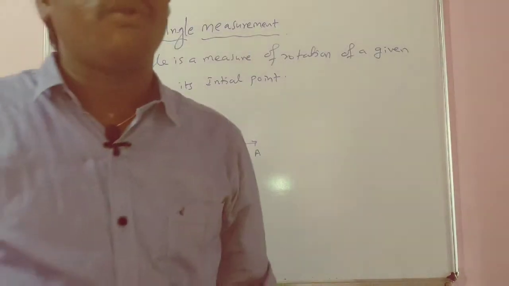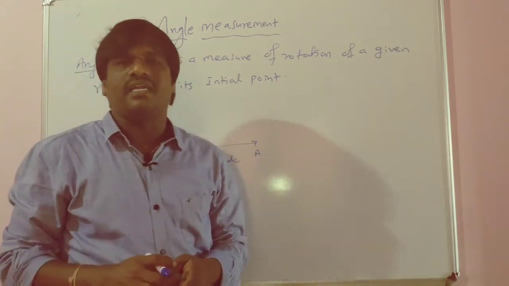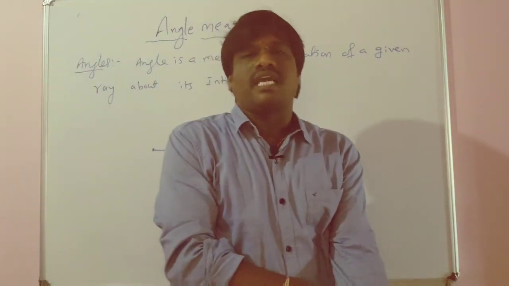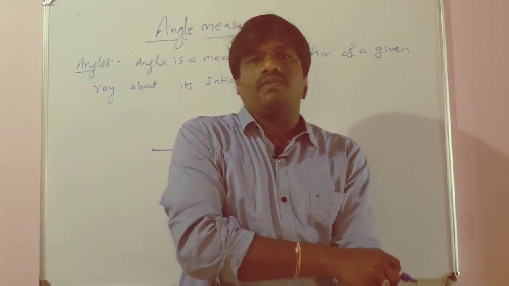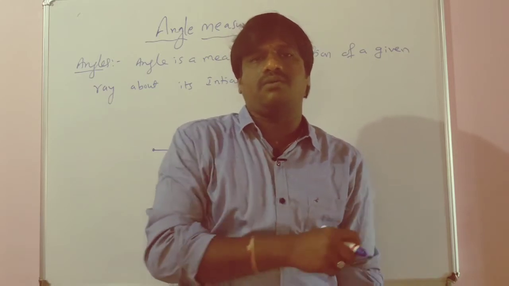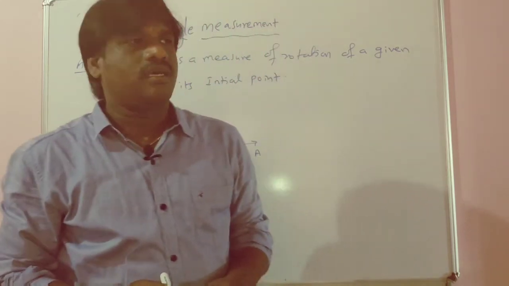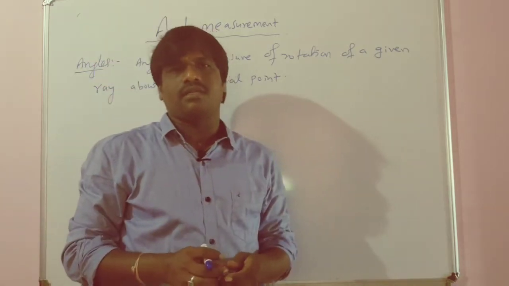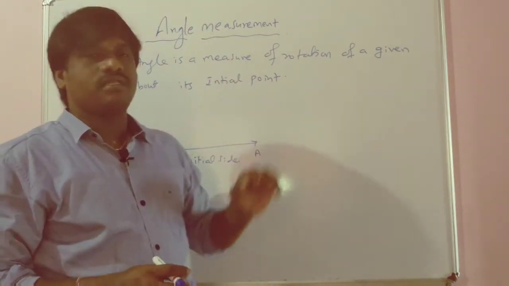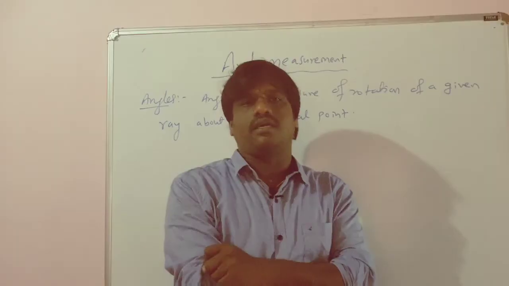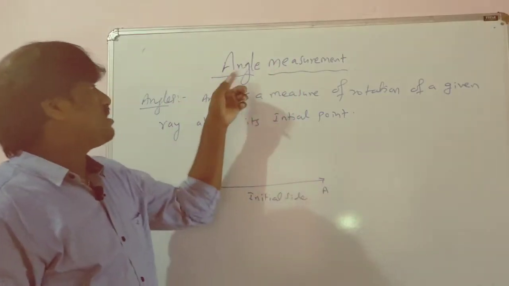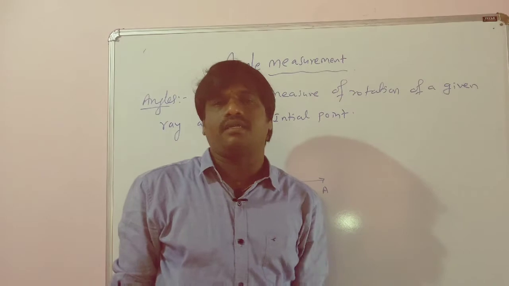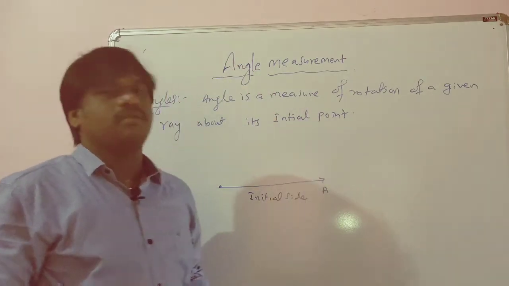See here, till now we have learned about the identities. We have learned sin square theta plus cos square theta is equal to 1, tan square theta plus 1 is equal to sec square theta, and we have done the problems based on these 3 identities. Now we are entering into the next topic, that is angle measurement. This is most important. Now what is angle measurement?